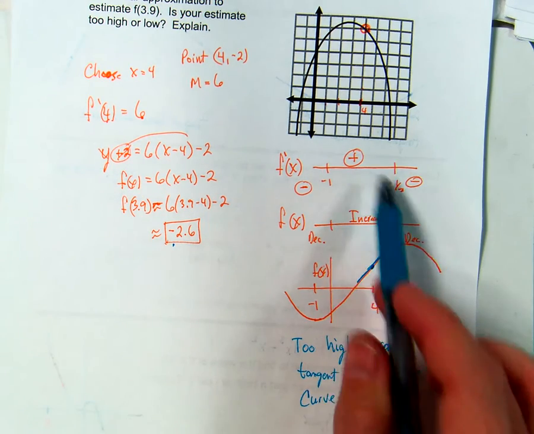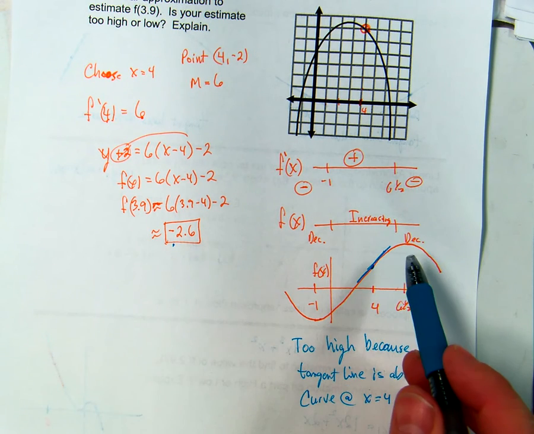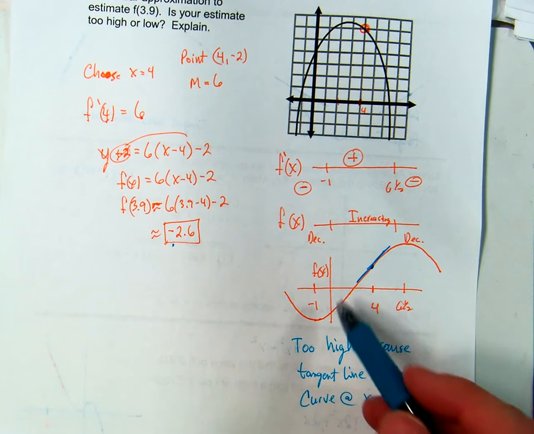And doing your sign analysis is going to help you determine your concave ups and downs, and that way you can find out if your tangent line's above or below.